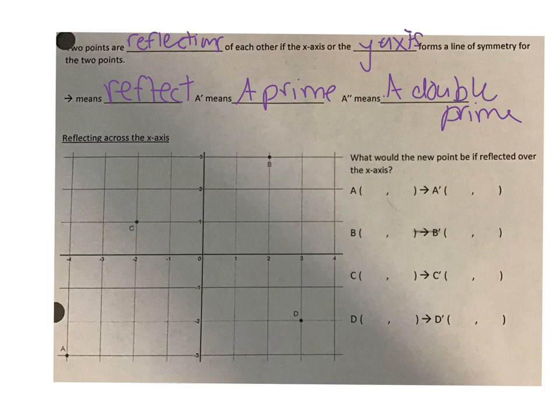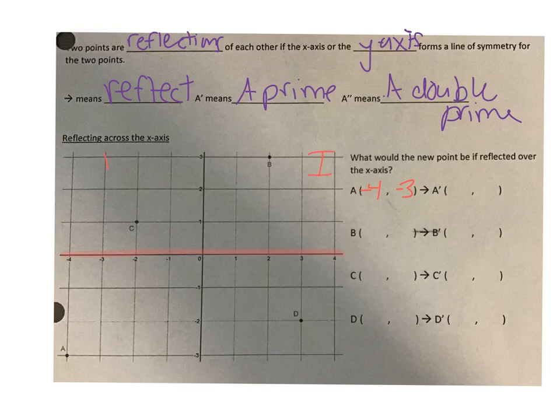So we're going to be reflecting over the x-axis. So I am going to highlight the x-axis, so we remember that's our line of symmetry that we're going to reflect over. So let's start and let's look at A. And our ordered pair for A would be -4, -3. We're down here in quadrant 3.